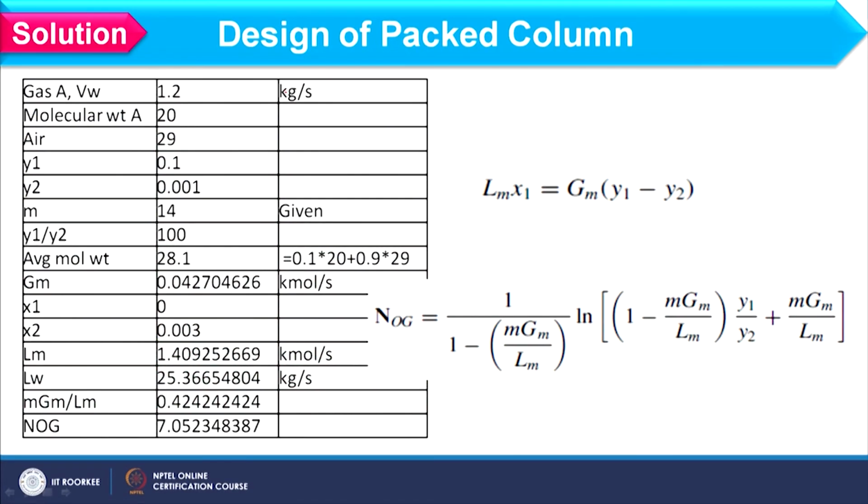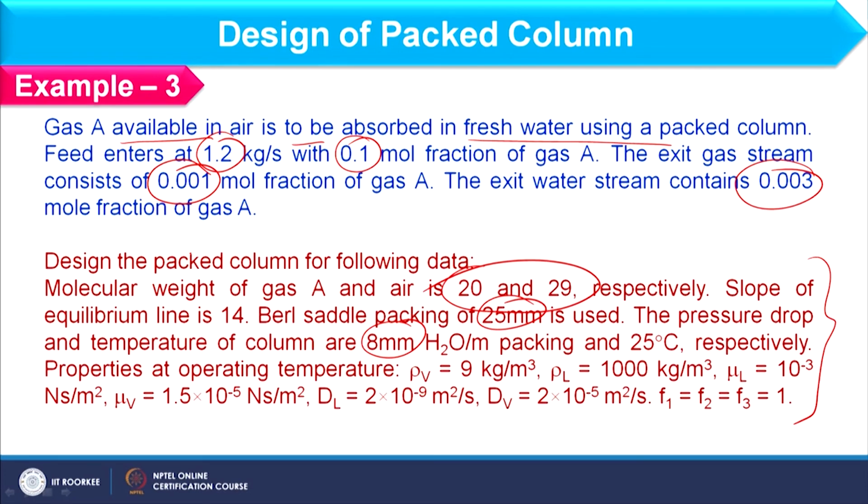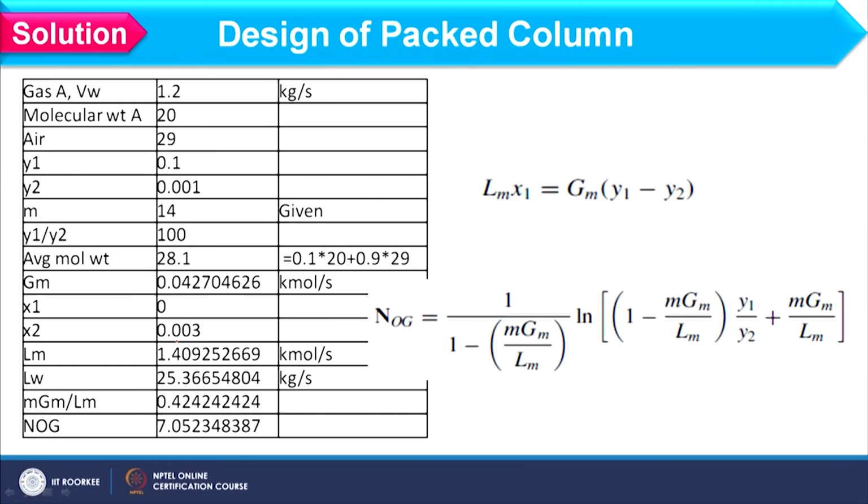So here you see we have different parameters, and in this example the m value is given to us, that is 14. Okay. So you see here the molecular weights of A and air are given. So the average molecular weight I can find out, that is 0.1 into 20 plus 90% air, so that should be multiplied by 29. This I have not considered in example 1.